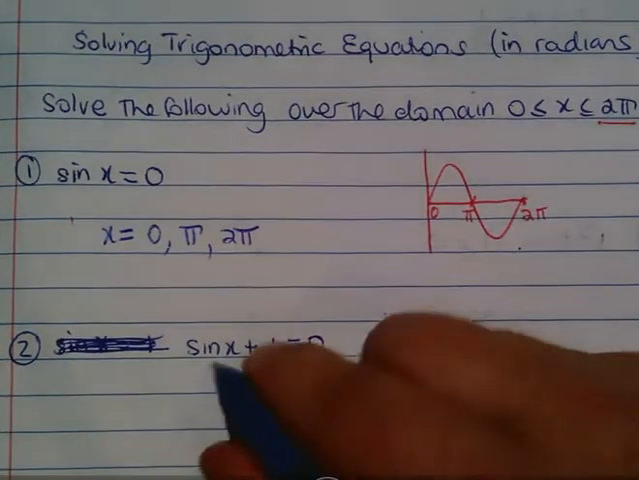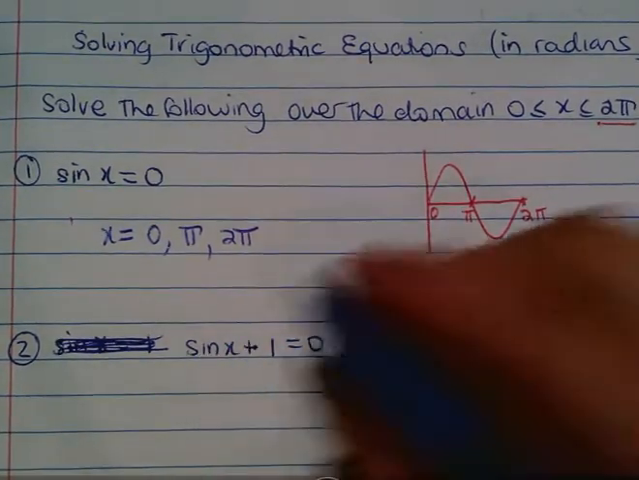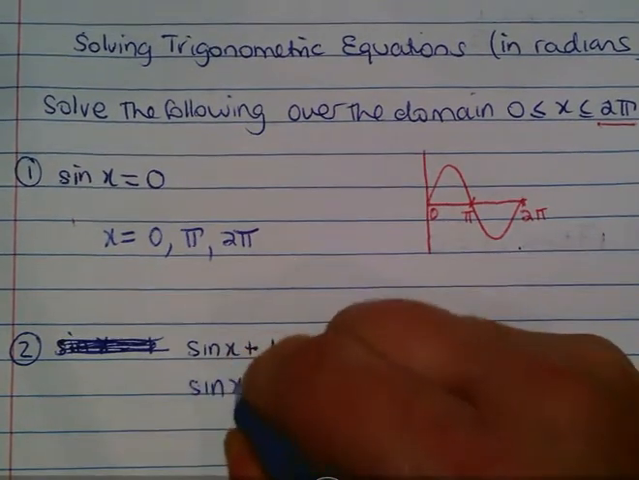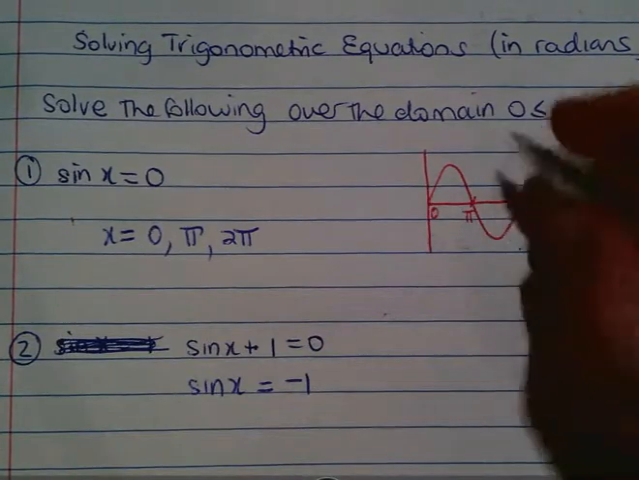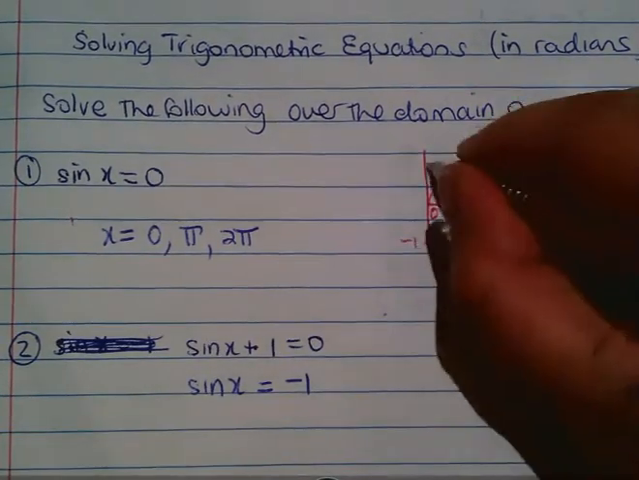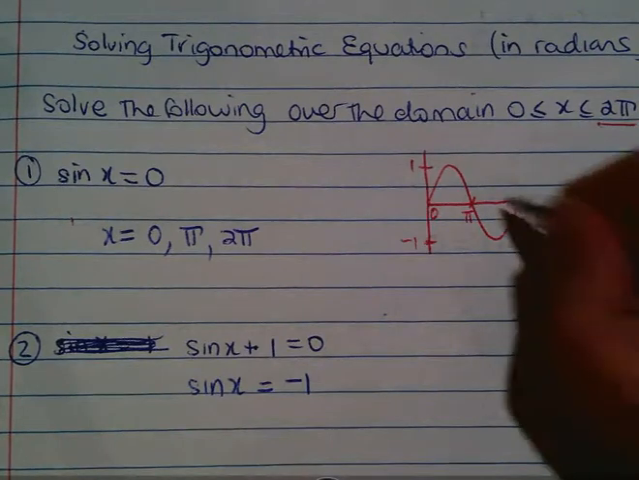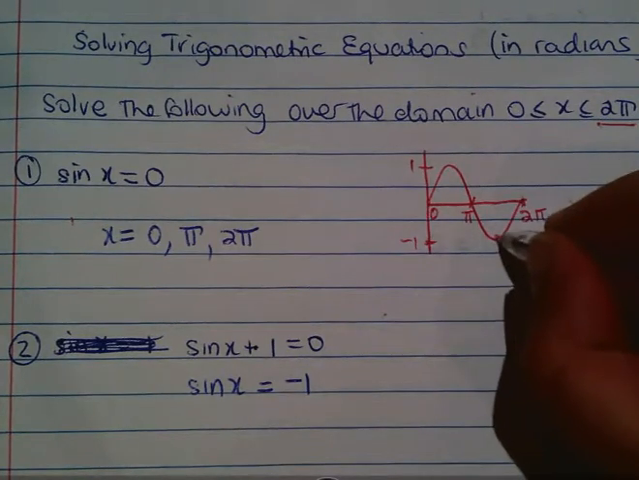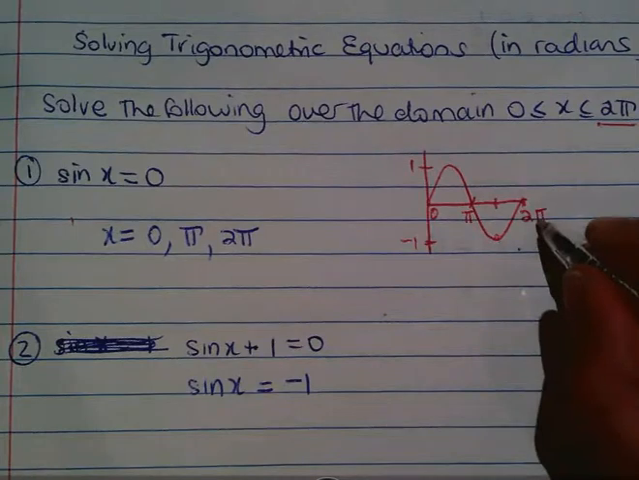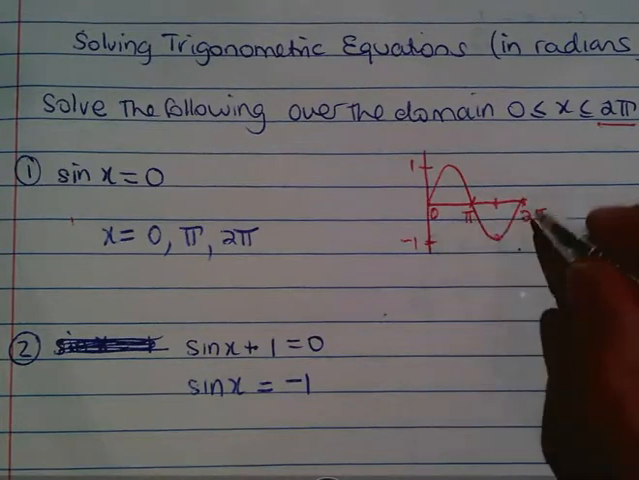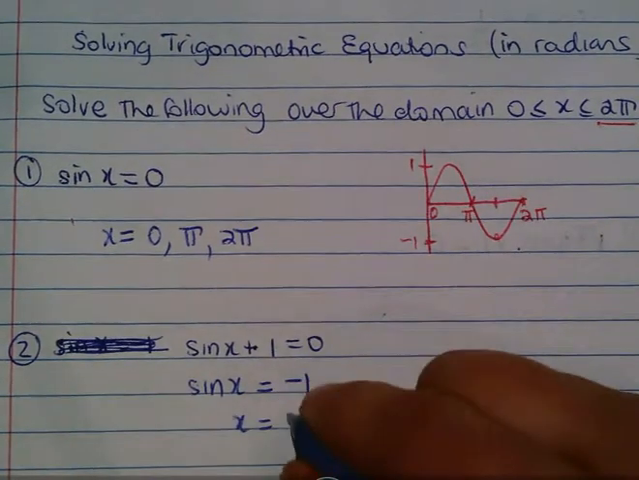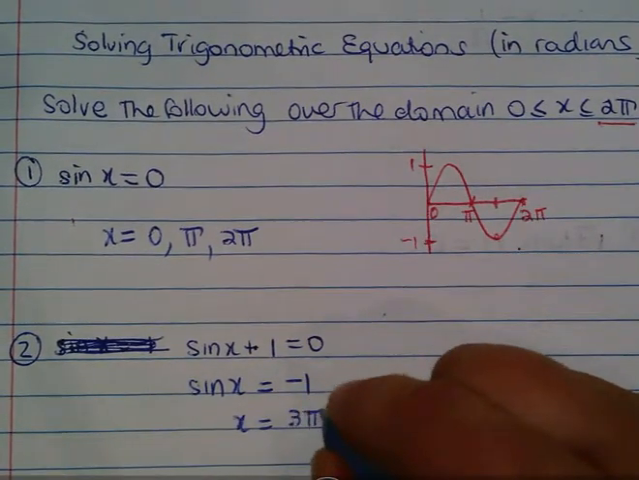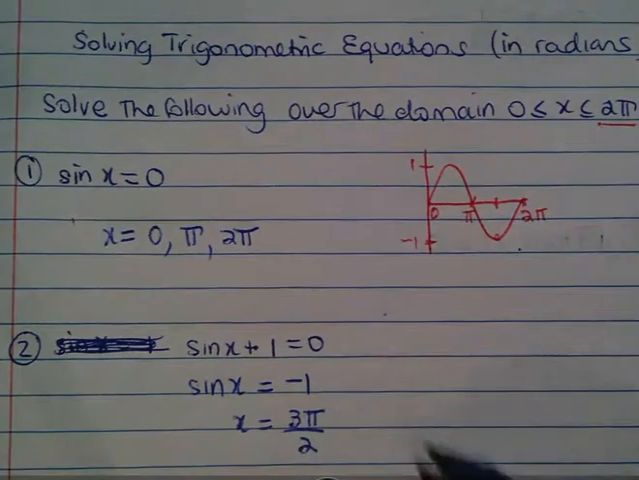Now looking at this next question, solve sine of x plus 1 is 0. We'll just rearrange that to be sine of x equals -1. We can just use that same curve. I'm just putting in our amplitudes there. Where is sine of x -1? Well, it's down here. And the value is between pi and 2 pi, which is 1.5 pi. So x is 1.5 pi, which is 3 pi on 2. So that is the solution to sine x equals -1.